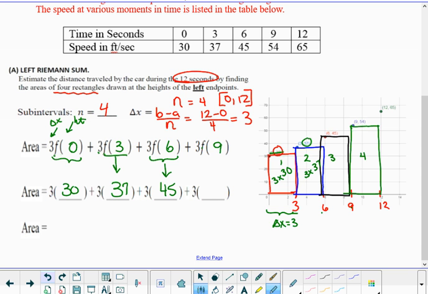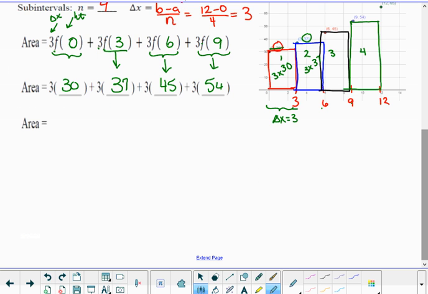F of 9 is 54. So I converted delta x times f of x into an equation. And now let's get the sum of these products. You do notice on this one, there is a 3 in common. If you want to GCF that 3 and go 30 plus 37 plus 45 plus 54, you could also calculate it this way, couldn't you?